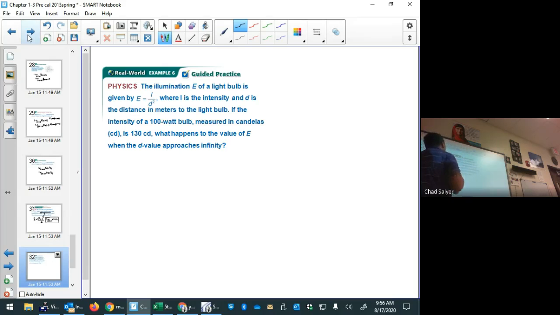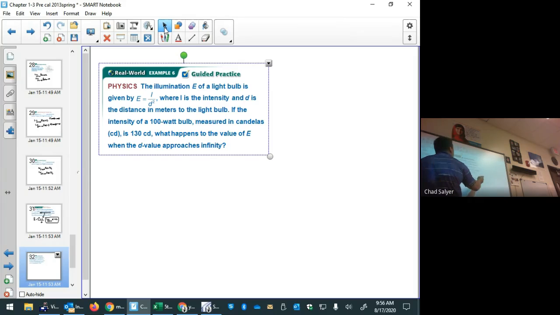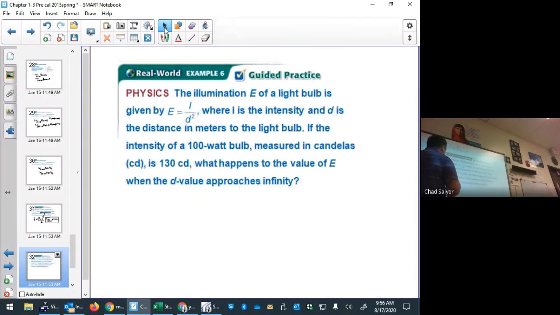So the illumination E of a light bulb is given by I over d squared, where I is the intensity of the light, and d is the distance in meters you are away from the light bulb. If the intensity of a 100-watt bulb, measured in candelas, is 130 candelas, what happens to the value of E when the d value approaches infinity? Well, think about this question. They're asking what happens to the perceived intensity of the light as you get infinitely far from it. Well, of course, it's going to go to 0.